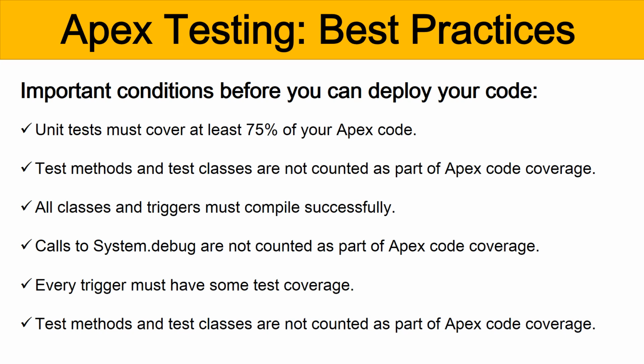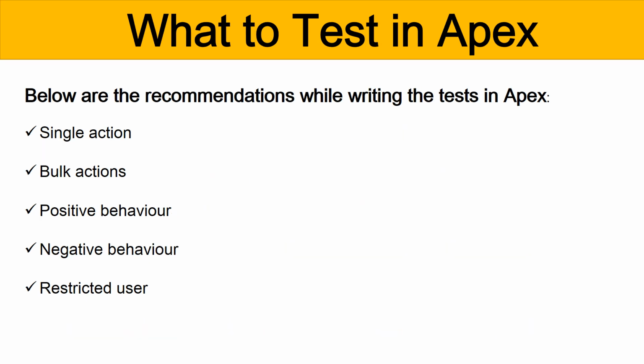This approach ensures that 75% or more of your code is covered by unit tests. Every trigger must have some test coverage. All classes and triggers must compile successfully. Now, what to test in Apex?